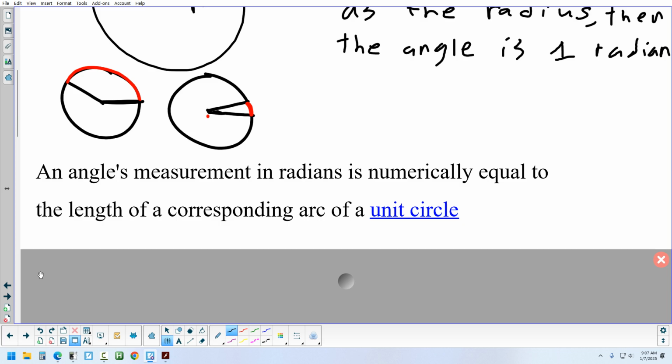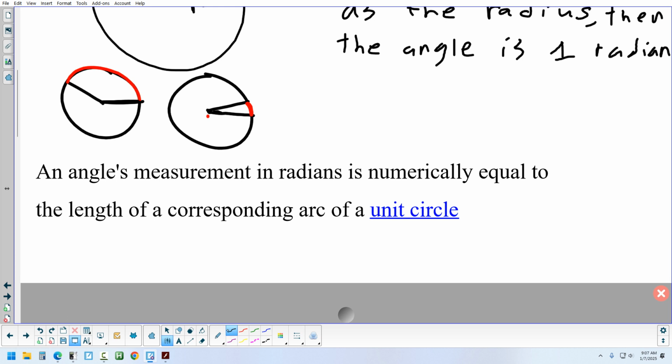It says that an angle's measurement in radians is equal to the length of an arc on a very special circle, on the unit circle. So let's start by explaining what a unit circle is. A unit circle is just a circle that has a certain size to it. Does anybody have a guess what the size of the radius is in a unit circle? Yep, 1. So a circle with a radius of 1 is a very special circle that we use in trig, and it is called a unit circle.